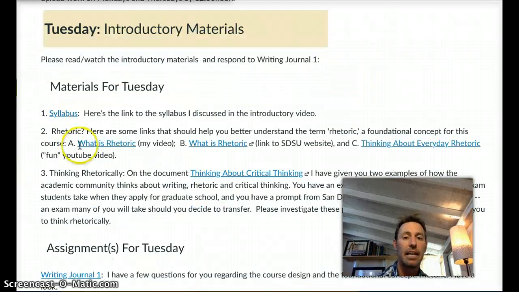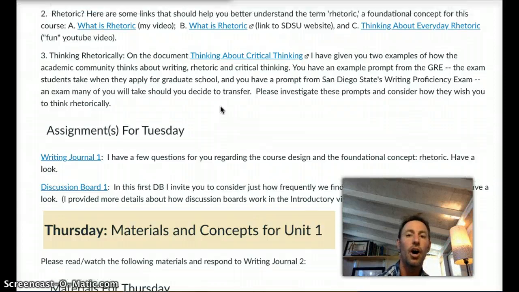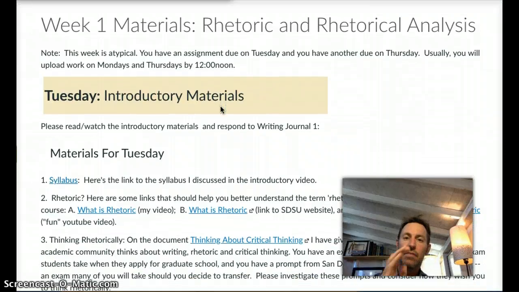Everything is hyperlinked out. So I've hyperlinked you to all of the materials to read, and then I've given you hyperlinks to all of the writing journals you need to do, to the drafting you need to do, to the discussion boards, etc. The hope is that everything is clear and streamlined. As long as you access this page, you'll be able to access all materials at all times. So that's the interface for the course. I hope that that's clear.